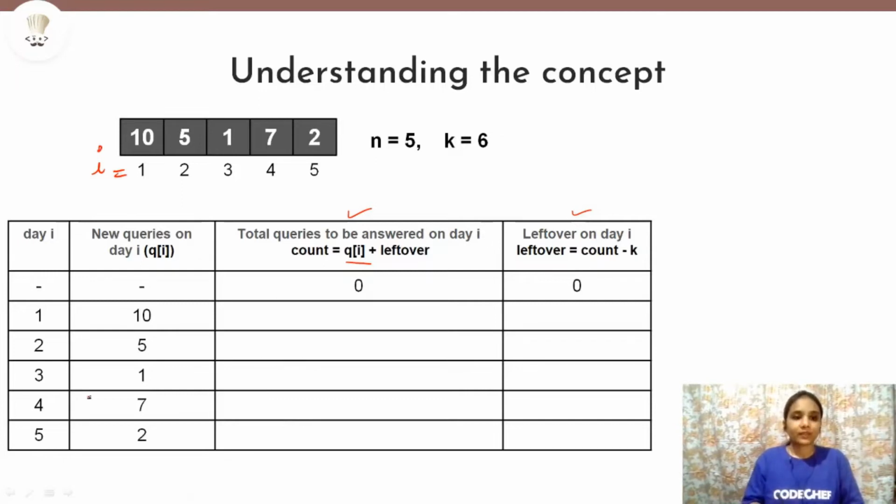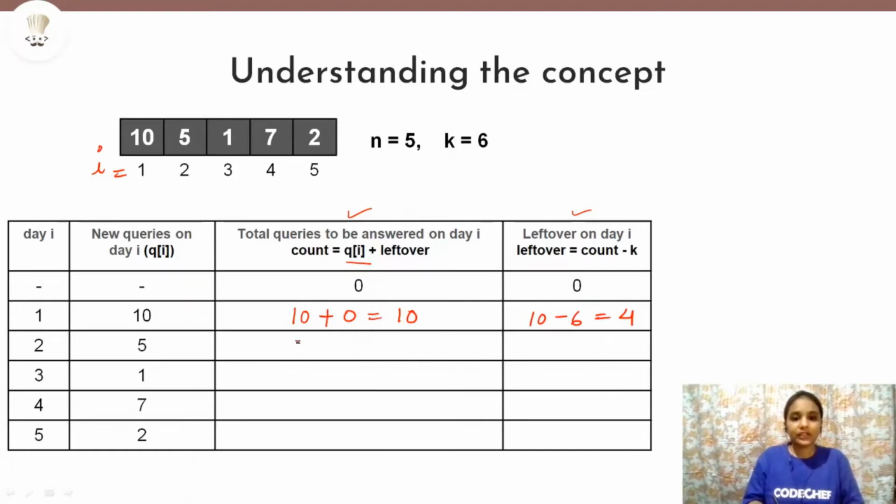Okay. So now let us fill this table and it will be clear to you how we are reaching our solution. Now on day 1, there are 10 queries to be answered, and you know that the leftover initially has to be 0. So count will be, that means the total number of queries that the chef has to answer is 10 plus 0 equals 10. Now, what will be the leftover? So, chef can answer 6 queries at max on any particular day. So, the leftover queries will be 10 minus 6 equals 4. Now, these 4 queries will be accumulated on day 2.